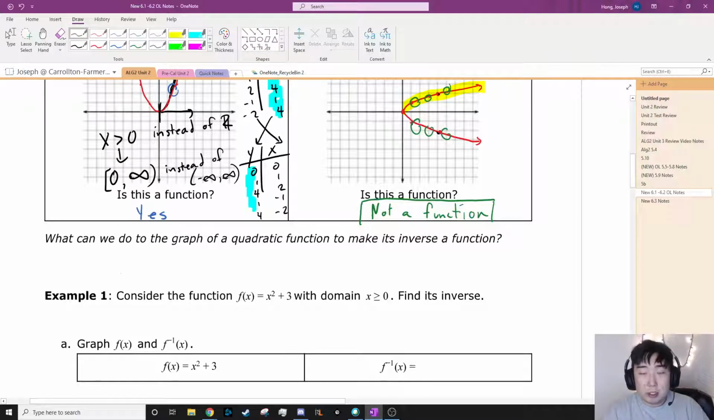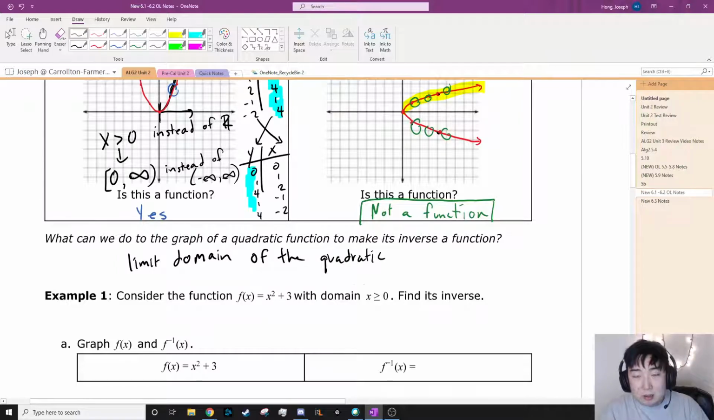So in this bottom part, we answered it, but let me be more formal. What can we do to the graph of the quadratic function to make sure the inverse is a function? We can limit the domain of the quadratic: x is greater than 0, or 0 to infinity.